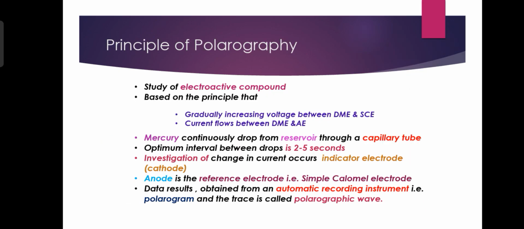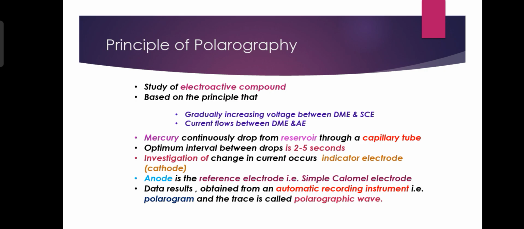Next, the principle of polarography. The principle of polarography is the study of an electroactive compound, which should be electrically active. The principle is that the voltage is gradually increased between the working electrode and the reference electrode, that is, the DME and the SCE, or saturated calomel electrode. Current flows between the dropping mercury electrode and the auxiliary electrode.